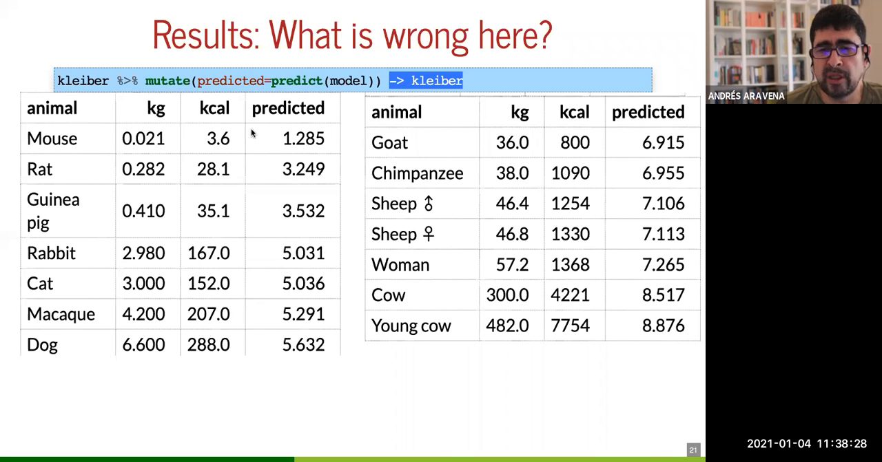But what we got here, we got numbers. This is the predicted number, and this, okay, kilos is the input, and kilocalories is what we want to predict. The real is 3.6, we got 1.2. 28, we got 3.2. 4,200, and we get 8. So the prediction doesn't look very good, no? What is wrong here?